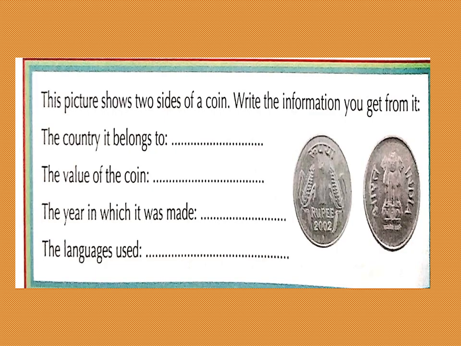But before starting the chapter, can you see a box is given just like the previous chapter? That is, this picture shows two sides of a coin. In the box, there are two pictures of a coin showing the two sides of a coin. And there are some fill in the blanks where you will have to write down the information.